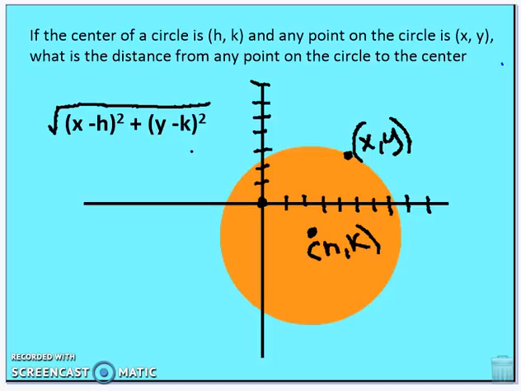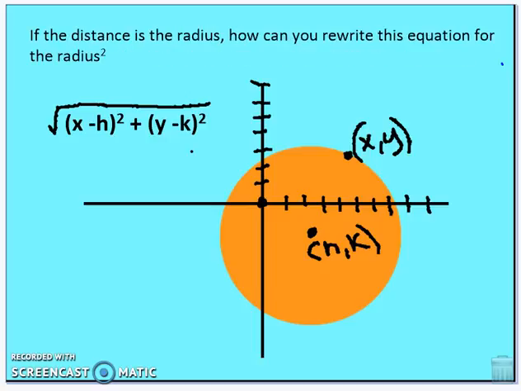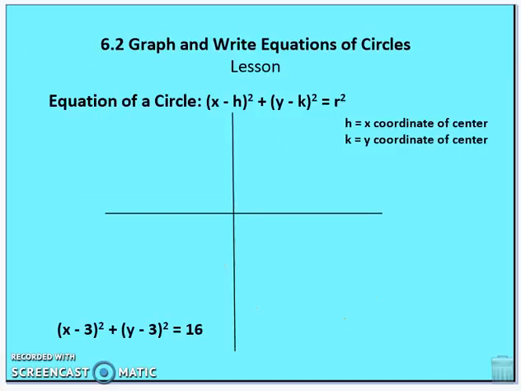All right, so you get the square root of x minus h squared plus y minus k squared. And that's going to be equal to your radius. That's the distance. All right, so we end up with an equation of a circle: x minus h squared plus y minus k squared is equal to r squared.